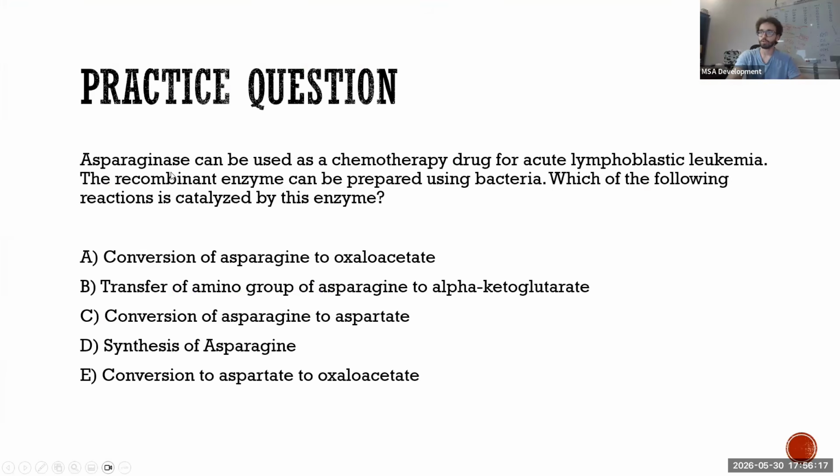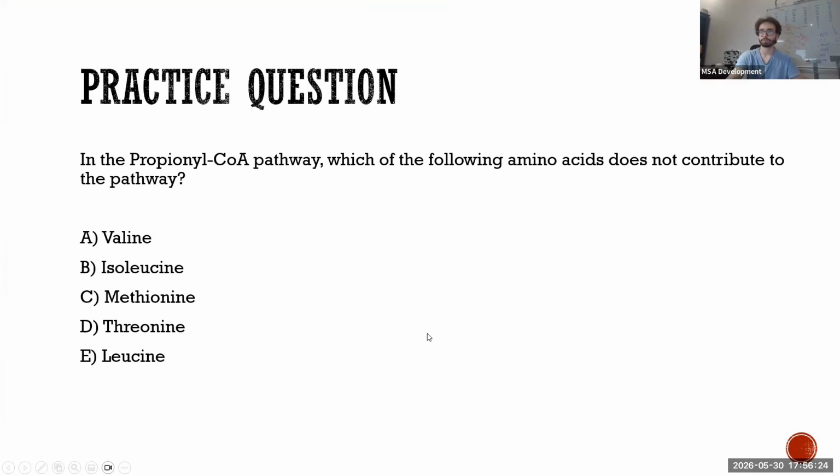Okay, asparaginase can be used as a chemotherapy. What reaction is catalyzed by asparaginase? I told you, asparagine to aspartate.